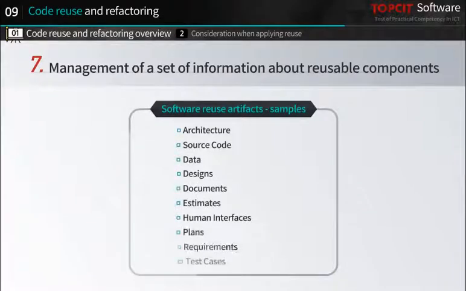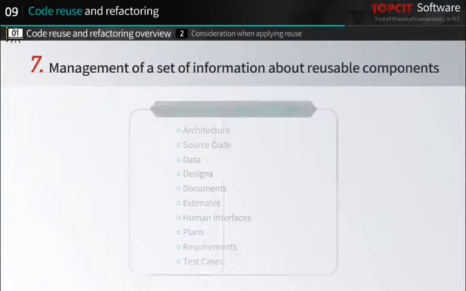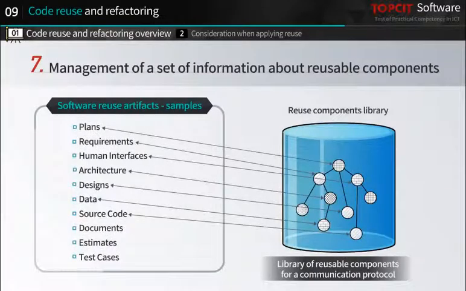Generally, types of reuse classification are as follows. They are architecture, source code, data, designs, documents, estimates, human interfaces, plans, requirements, and test cases. For example, if a reusable component for a communication protocol exists in a library, the existence information for that component must be linked to each other.